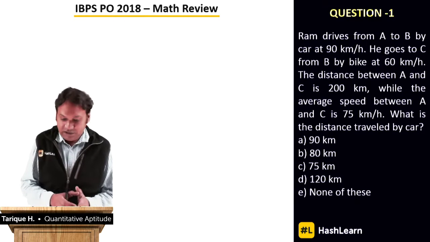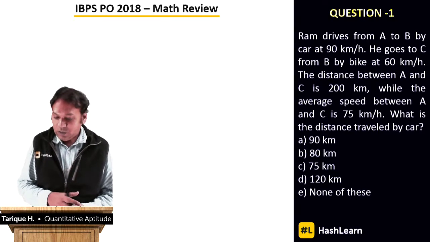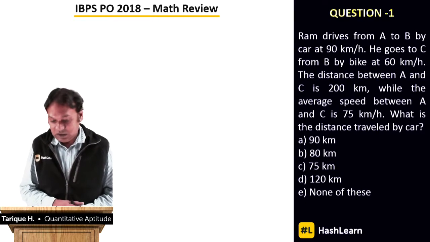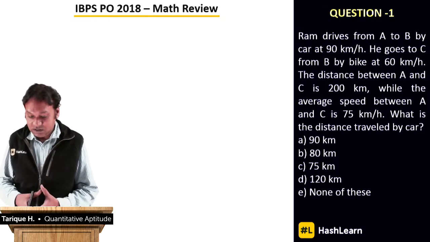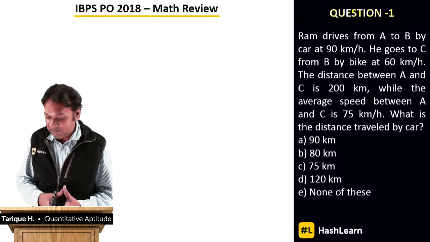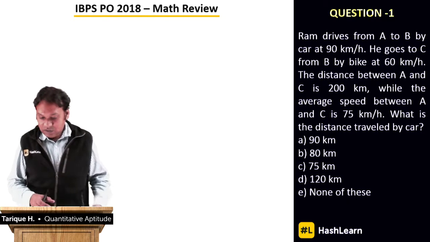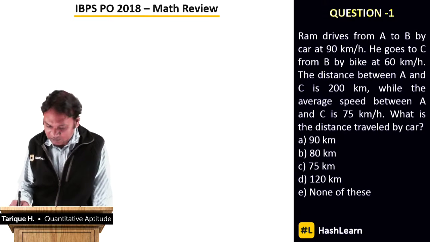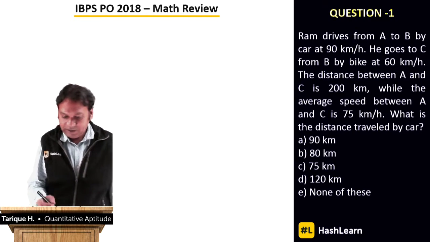It says Ram drives from A to B by car at 90 kilometers per hour. He goes to C from B by bike at 60 kilometers per hour. The distance between A and C is 200 kilometers, while the average speed between A and C is 75 kilometers per hour. What is the distance traveled by the car? So here we have to find out the distance traveled by the car from A to B and then from B to C. Okay, let's see.